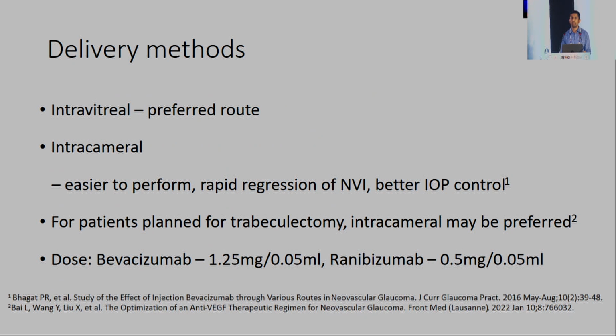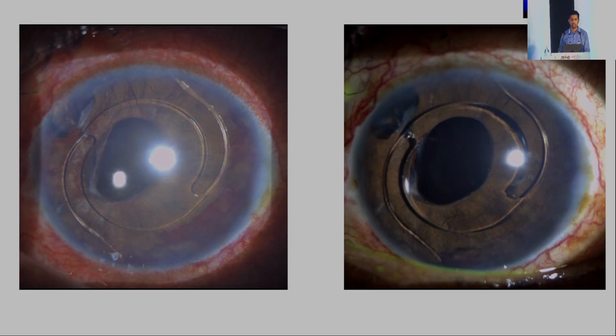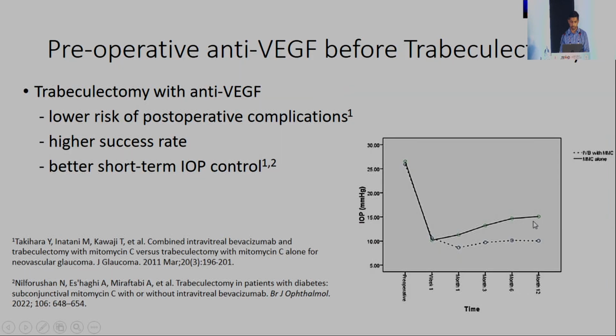They can be delivered both intravitreally or intracamerally. Intracameral is easier to perform for most anterior segment surgeons. It leads to rapid regression of NVA and better IOP control. For patients planned for trabeculectomy, intracameral may be preferred. Dose is bevacizumab 1.25 mg, ranibizumab 0.5 mg per 0.05 ml. In this case, you can see on the right image that there are profuse NVIs. After 2 days of ranibizumab injection, there is complete regression of these NVIs.